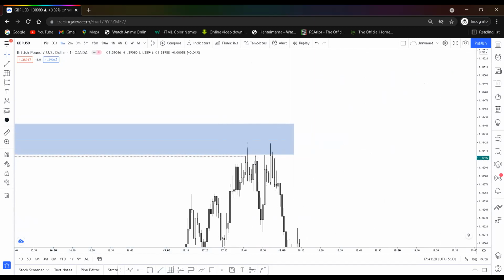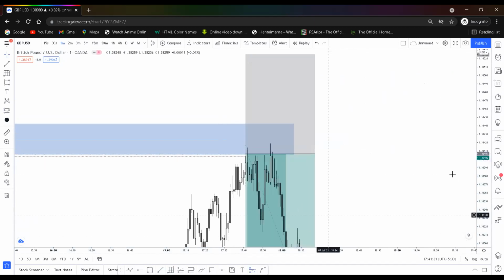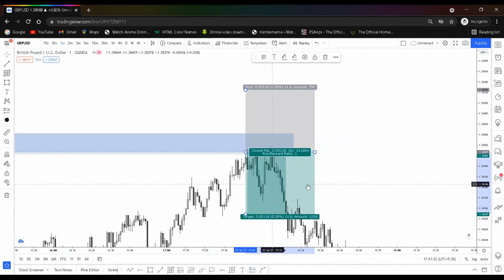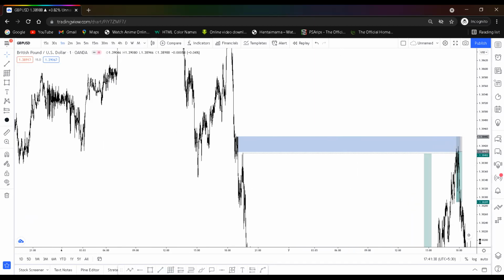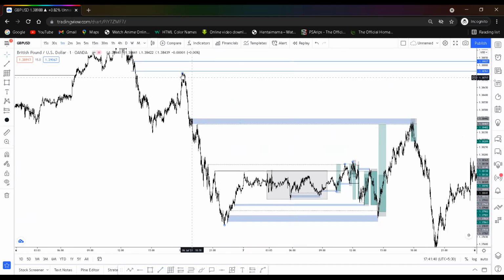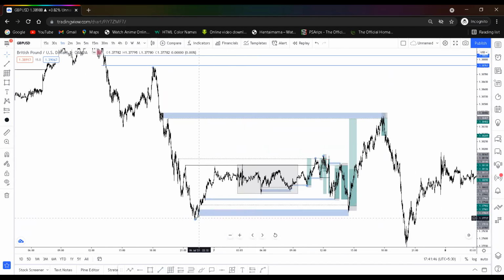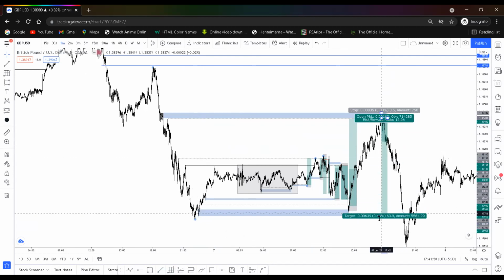Now, boom, sell from here, because we know the range has been taken out. Now, where will our targets be? You see that? Highs, lows, internal range liquidity has been taken out. Where's the external range liquidity? Right here. So then target this. Easy.